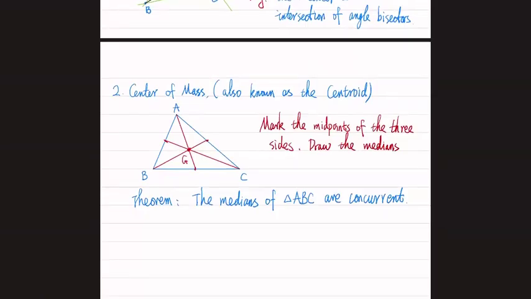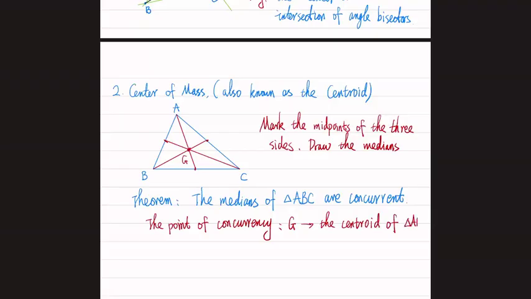So we call it G, the point of concurrency. So this is the centroid. Okay. So this one, there's no circle about it. It's just the center of mass. It's kind of related to physics.